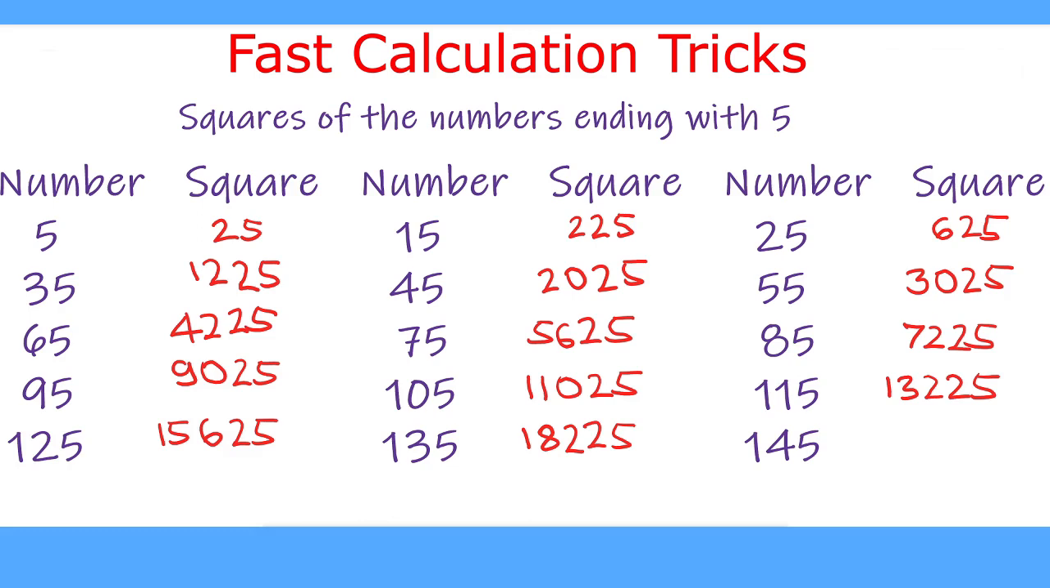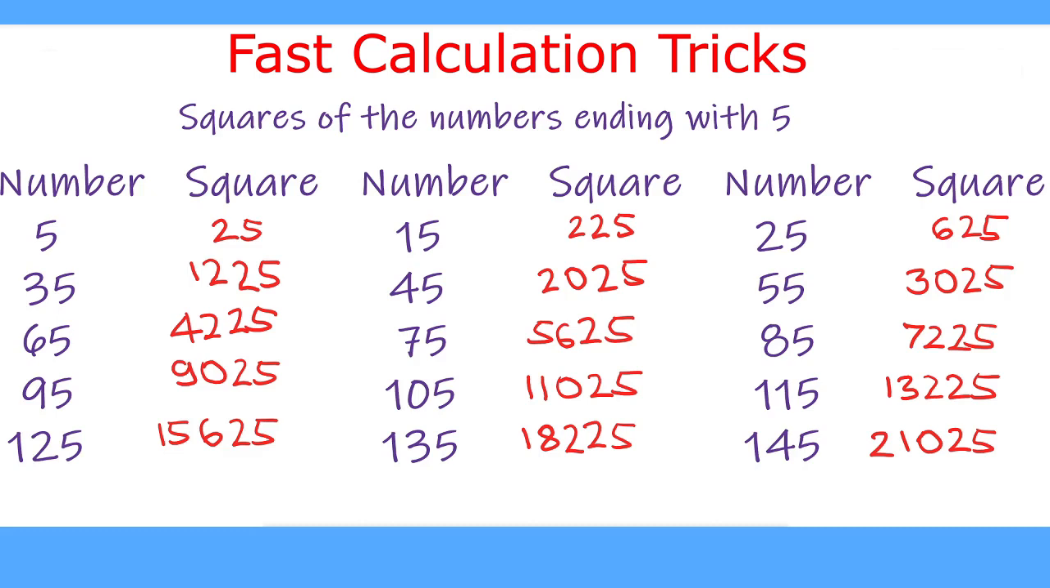Square of 145. After leaving 5, the number is 14. And 14 multiplied by next higher number, which is 15. 14 multiplied by 15 is 210. And after 210, we have to write 25. So the square of 145 is 21,025.